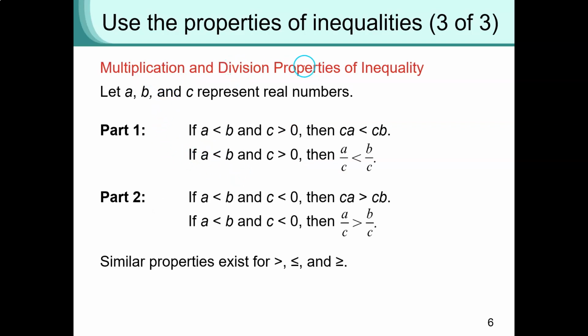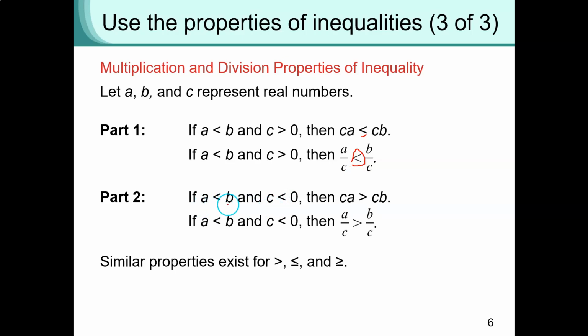Multiplication and division property of inequality. If A is less than B and C is bigger than 0, then when you multiply both sides by C, the inequality sign remains the same. If A is less than B and C is greater than 0, when you divide both sides by C, the sign remains the same.